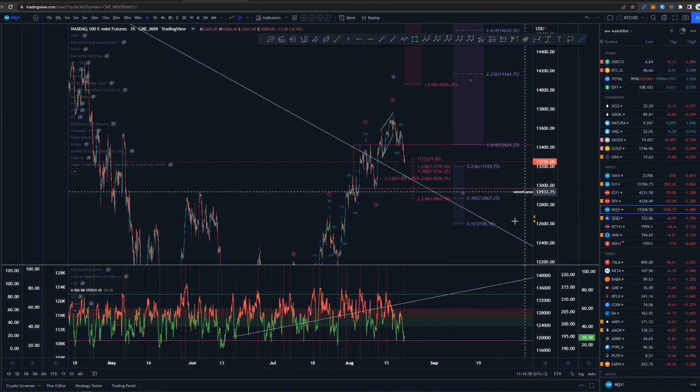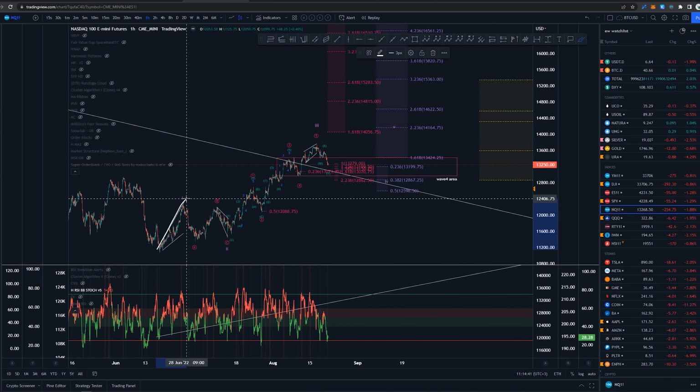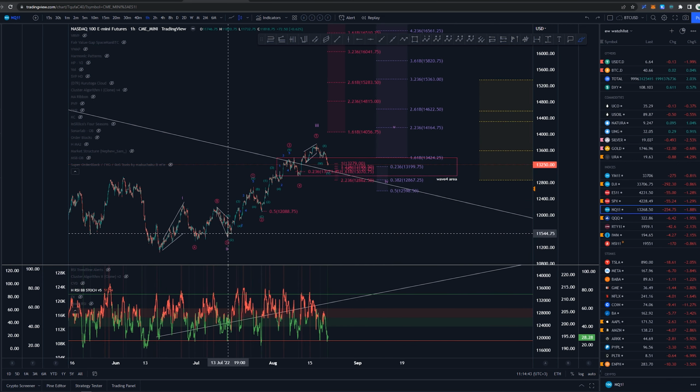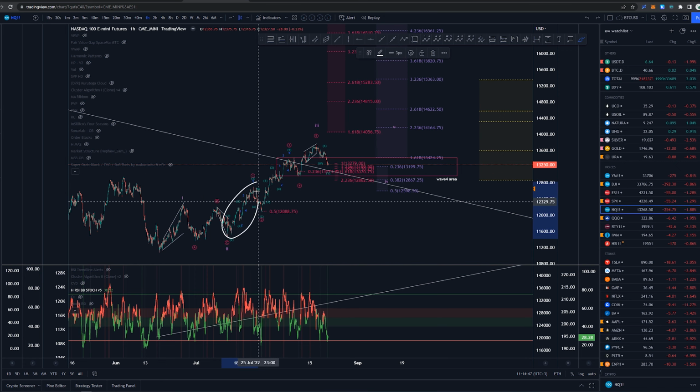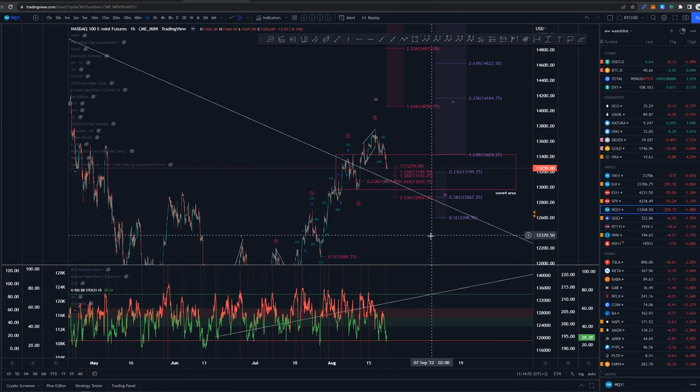NASDAQ, pretty similar as well. In this one we would have this as a 1, 2, 3. Now again, this 1, 2, 3, 4, 5. 3 is not larger than wave 1, but again wave 5 is not larger than wave 3, so this is valid impulse wave structure.